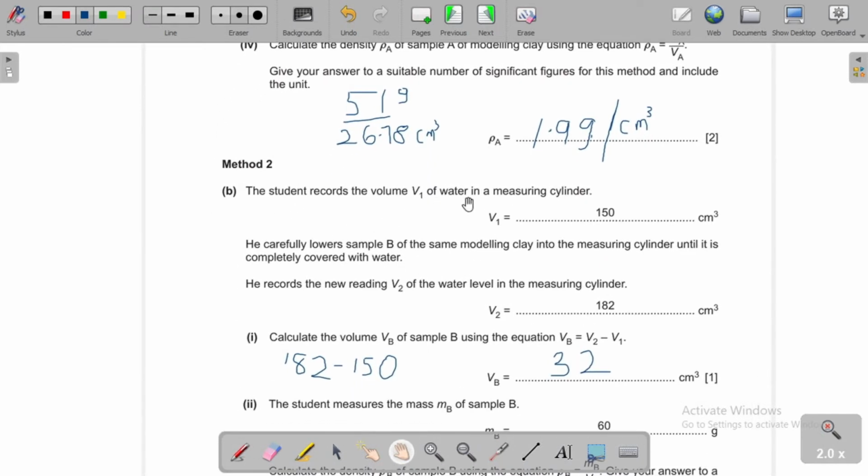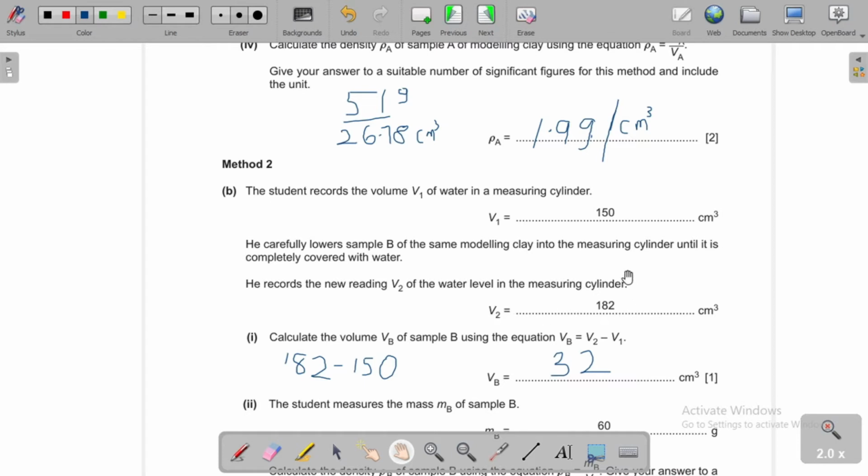The student records the volume V1 as 150. He carefully lowers sample B of the same modeling clay into the measuring cylinder until it is completely covered with water. He records the new reading V2 of the water level in the measuring cylinder, and V2 is 182 cm cubed. Now calculate the volume VB of sample B using the equation VB is V2 minus V1.